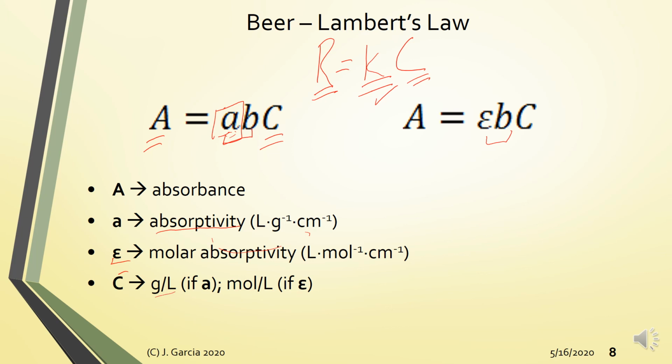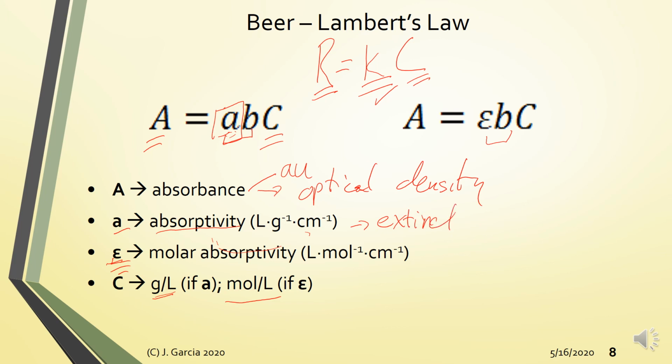Now take note that if you're using absorptivity, the unit for concentration should be in grams per liter. If you're using molar absorptivity, the unit should be in molarity. What else? Absorbance is a dimensionless quantity, but typically they like to write AU. AU just means arbitrary units, as if there were units. Now in older books, absorbance is sometimes referred to as optical density, whereas absorptivity is referred to as extinction coefficient. So molar absorptivity is your molar extinction coefficient.